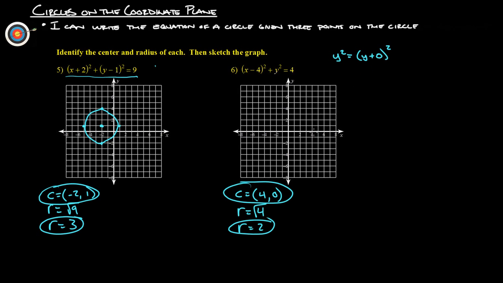So 1, 2, 3, 4, 0. There's our center. And then we'll go up 2, down 2, to the right 2, and to the left 2. And then try to somewhat make that into a circle. Let's see if I can do a little bit better job than the last one. That's a little better. Okay. And then that's that. That's how we draw circles and use the equation for circles on the coordinate plane.